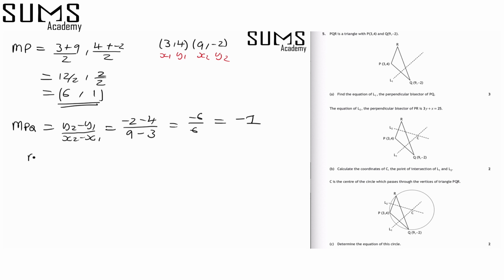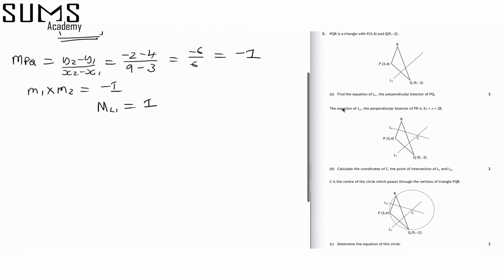And we know that for perpendicular gradients, m1 times m2 gives us a relationship of negative 1. So what we're going to have to do here is take the 1 over this and reverse the sign. 1 over 1 is 1, and the opposite of negative 1 is just 1. So that's really good. Our gradient of L1 is just equal to 1. That makes life pretty easy.